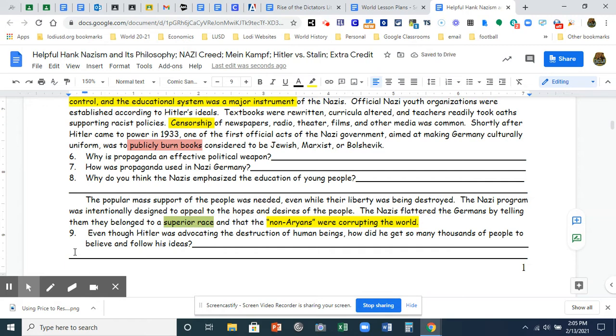Non-Aryans corrupting. They're the super race. Yada, yada, yada. Of course, it's a bunch of nonsense. Even though Hitler was advocating the destruction of human beings, how did he get so many thousands of people to believe and follow his ideas?